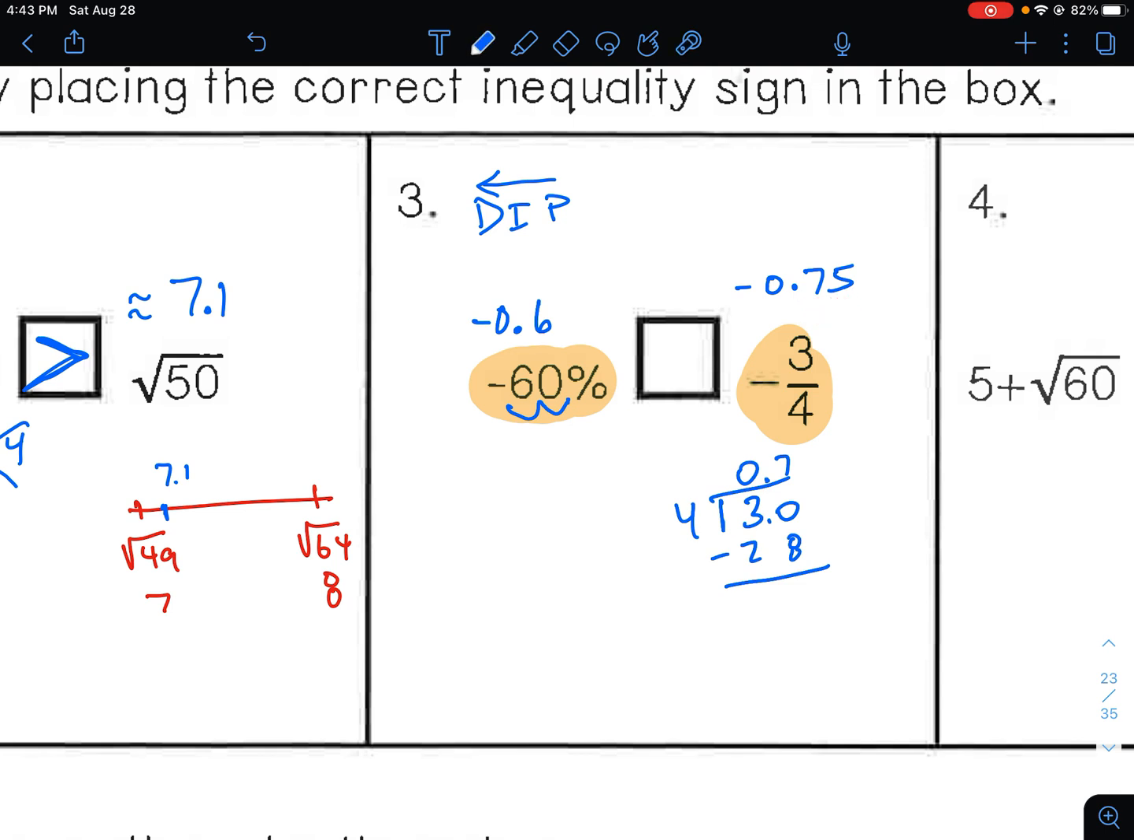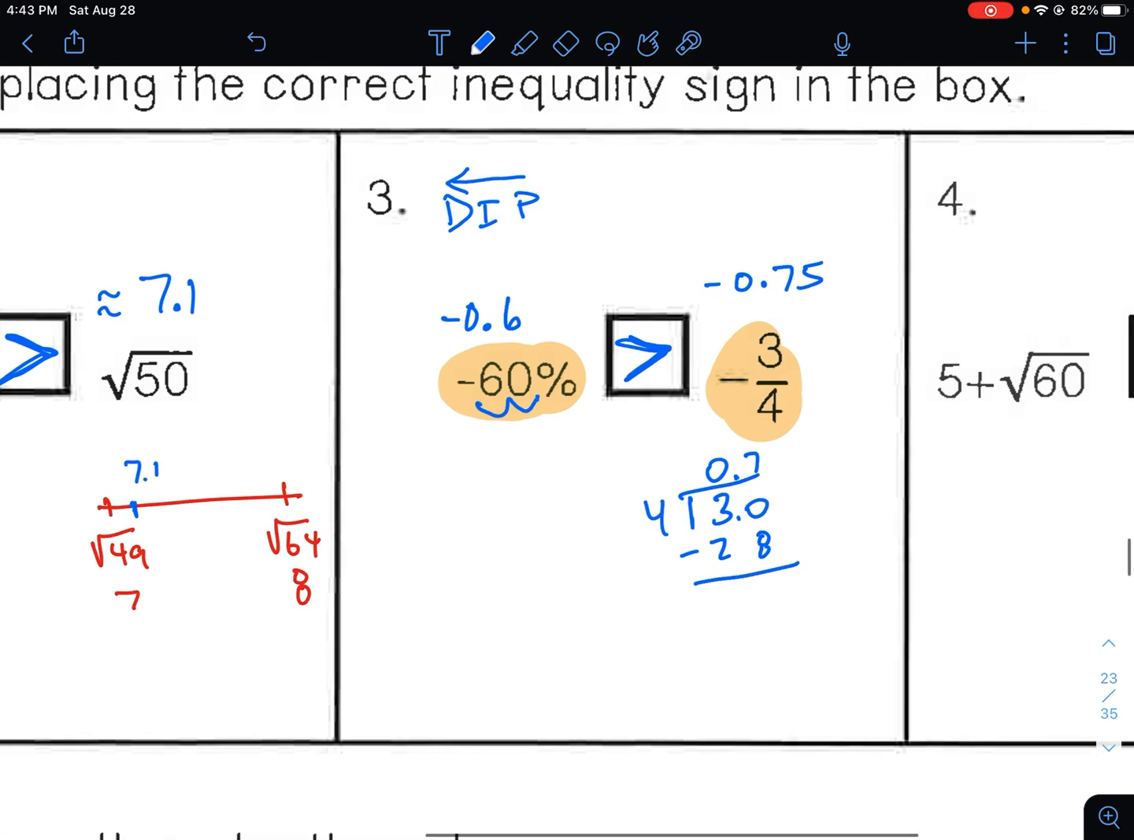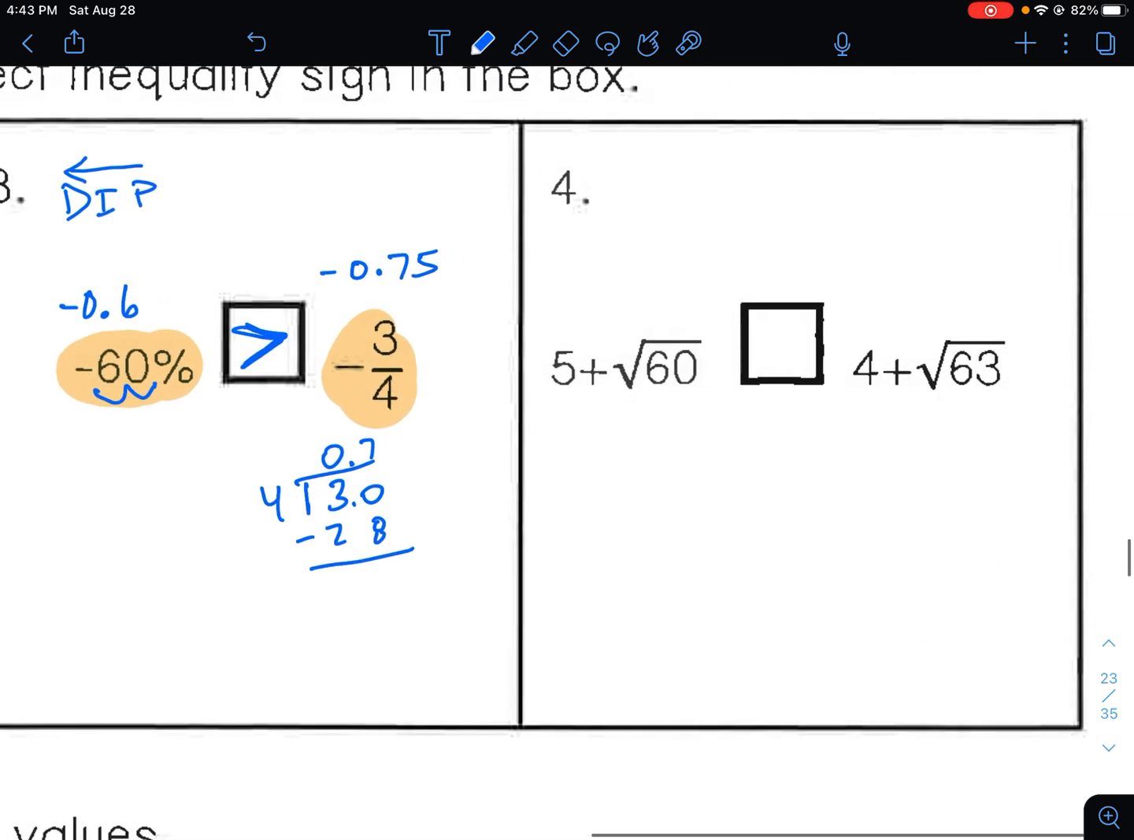Which one is greater? Remember, it's the opposite when we're talking negative, so 0.6 is greater because it's further to the right.